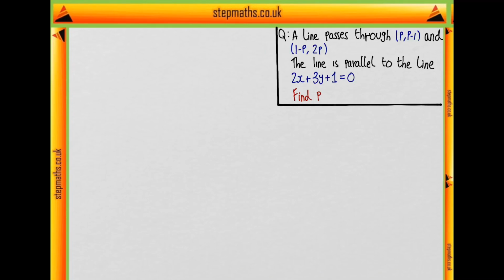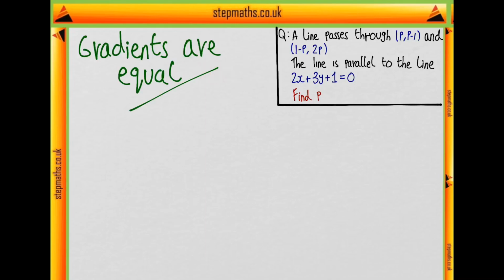So how do we go about this? Well, look at the key information. We've got these two lines, and the only thing we know that relates them is this: parallel. So what does that mean? Well, it means the gradients of these two lines are equal. So if we can work out the two gradients and equate them, we might be able to find some stuff out, right? So let's do this one first.